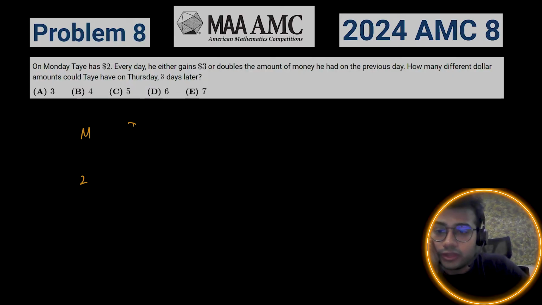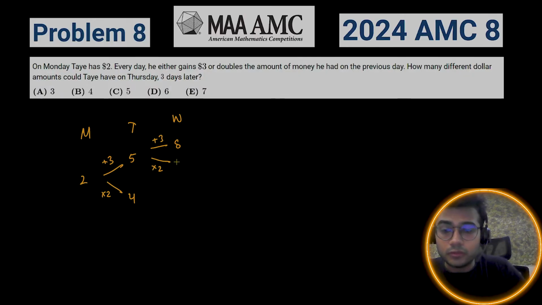So on Tuesday, we have two possibilities. Either he gains 3, which makes it 5, or it doubles, so it becomes 4. Now, on Wednesday, again, we have two possibilities for each of these scenarios. Either he gains 3, which makes it 8, or doubles, which makes it 10. And here, 4 also either gains 3, which makes it 7, or doubles, which makes it 8.